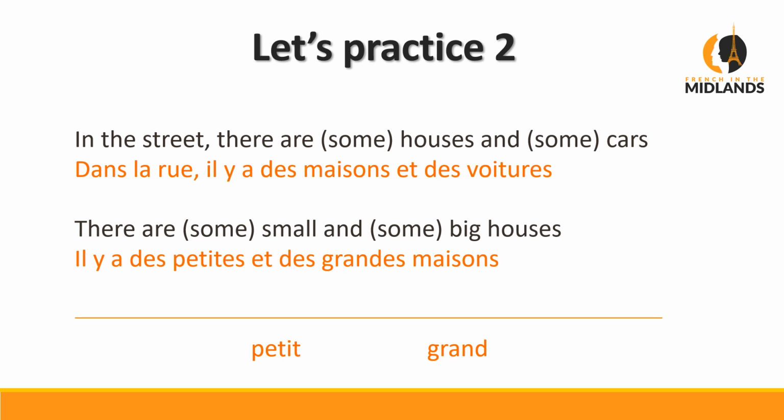Here you not only use the feminine, but you also use the plural because it's not just one house, it's several. So petit has an E for the feminine and an S for the plural. Same for grand. E for feminine, S for plural. You never hear the S though. This is a French rule. See an S at the end of a word, ignore it.